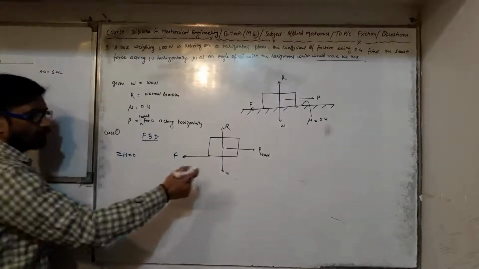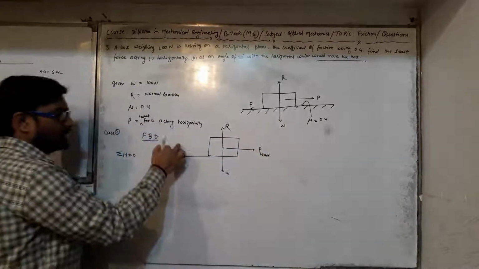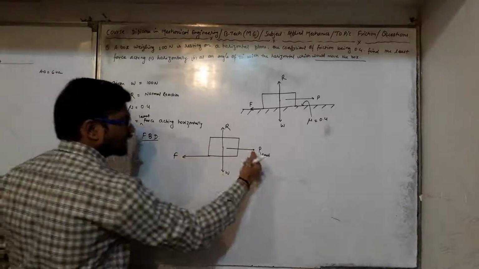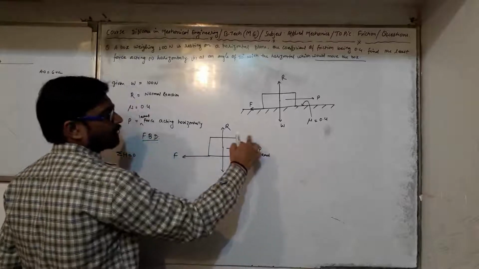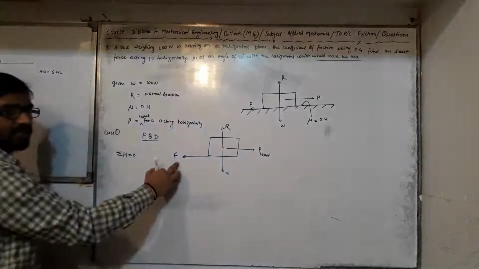So here there are two forces. One is the least force P acting in the rightward direction, and the frictional force is acting in the leftward direction. So can I say, if I am assuming the external force applied in the rightward direction is taken as positive, then this would be taken as negative.